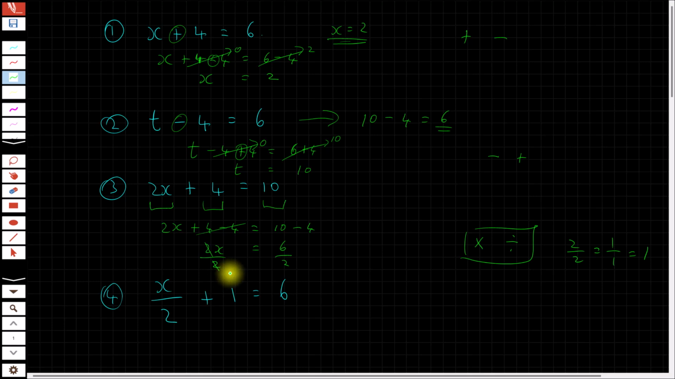So we have x equals 6 over 2, or 6 divided by 2, that is equal to 3. So our solution is x equals 3. So we can check it. 2 times 3 is 6, 6 plus 4 equals 10. That is correct.